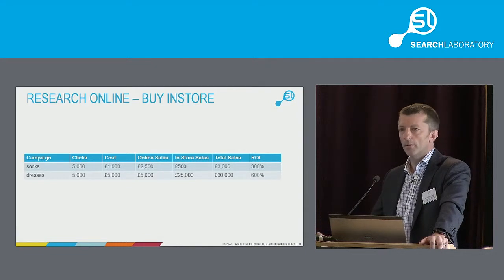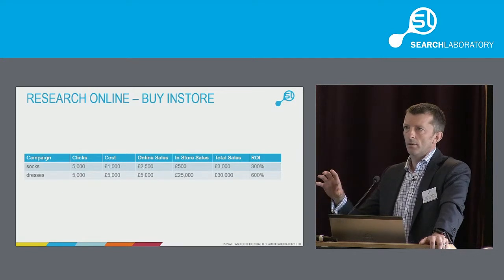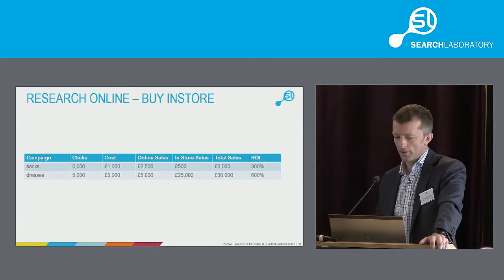But maybe people wanted to go and see the dress, and they were just doing research. So it's an example really of how you can understand when you join it with this extra information.